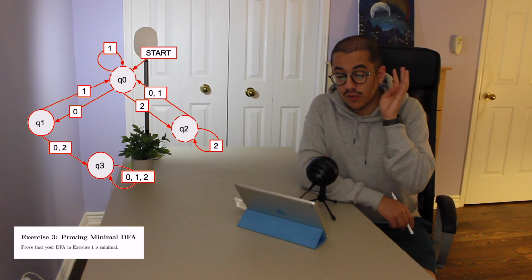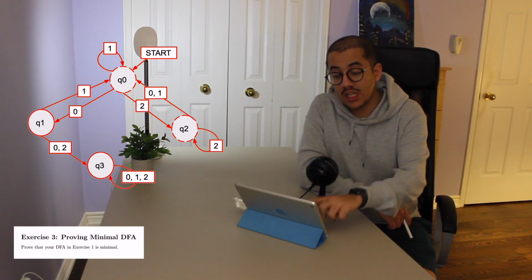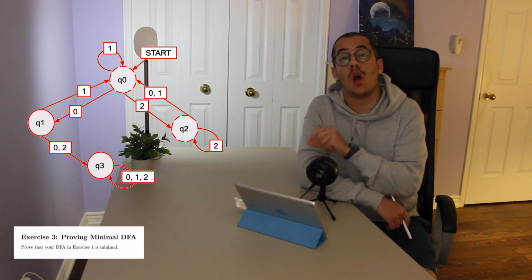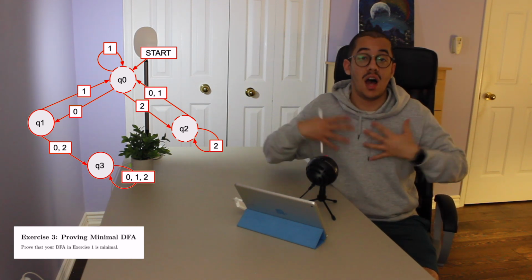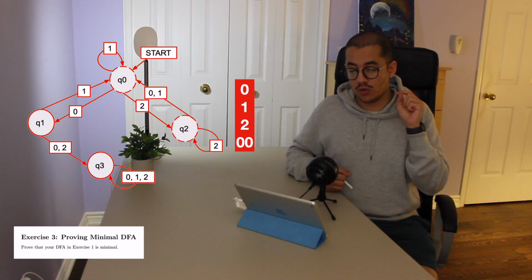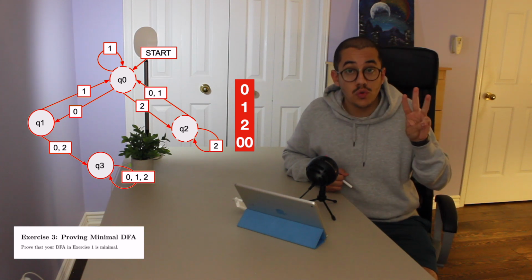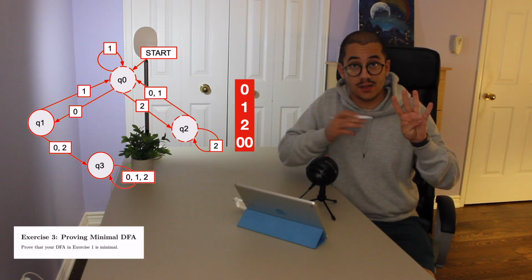And it's the same thing here. Because there's 4 states, I'm going to choose 4 strings where each one of these is going to lead to a contradiction. And you're going to see what I mean by that. Here are the 4 strings I've chosen. I chose 0, I chose 1, I've chosen 2, and I've chosen 2 zeros back to back.